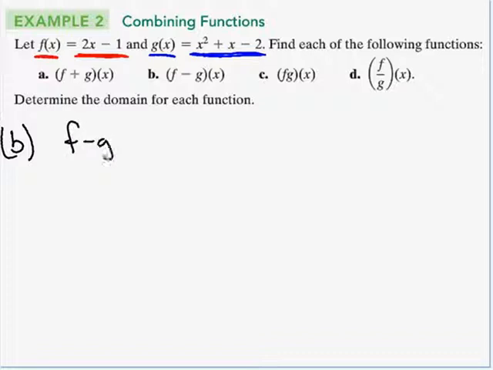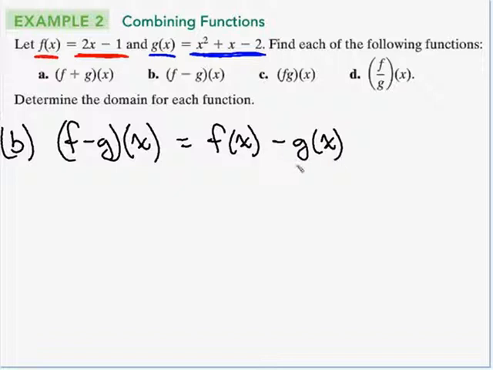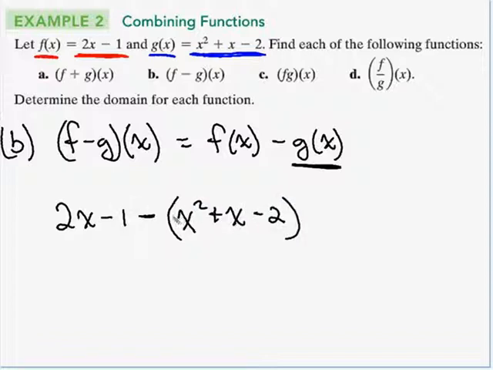f minus g of x. And that's just f of x minus g of x. If you are going to make a mistake, it's probably going to be here. When we subtract g of x, we have to remember to subtract it as a quantity. So f of x goes first, 2x minus 1. And now I'm going to subtract g of x, and again subtract it as a quantity. So g of x will have to be parenthesized off. x squared plus x minus 2. Very easy to forget the parentheses and just put the negative on the x squared and forget about the rest of the g of x function.